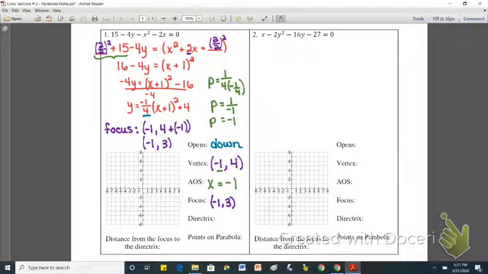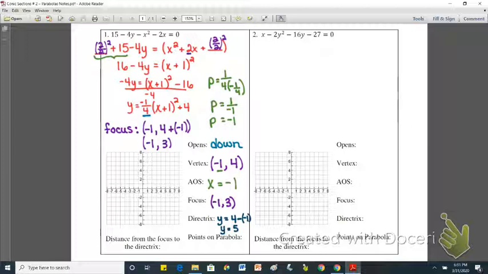Okay. My directrix is a line, and it will always go the opposite way my axis of symmetry goes. Since my axis of symmetry was a vertical line, my directrix is going to be a horizontal line. Therefore, it's going to be y equals. What was my y coordinate of my vertex? 4. And I'm going to subtract my p-value. 4 minus -1, so my directrix is y equals 5.